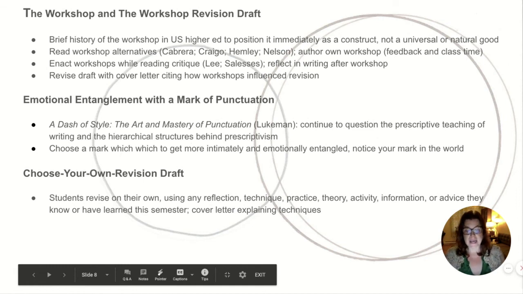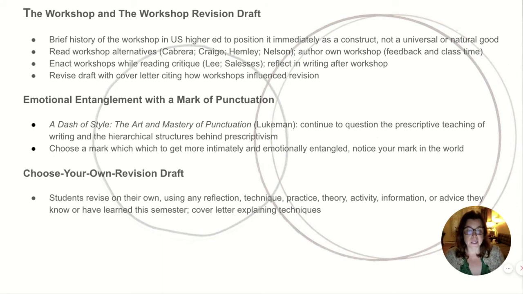The next unit has us enacting the workshop alongside reading and discussions about what is problematic about the workshop, a kind of review of the typical critiques of it. I begin with a mini lecture on workshop history in US academia, which immediately positions the workshop as a construct, not a natural good or a universal way of teaching writing. Then my students read different approaches to workshops, alternatives that also offer critique, including Karen Craigo's A Case for Workshop Alternatives, Tina Cabrera's Rethinking the Creative Writing Workshop, and Robin Hemley's Workshop Alternatives.